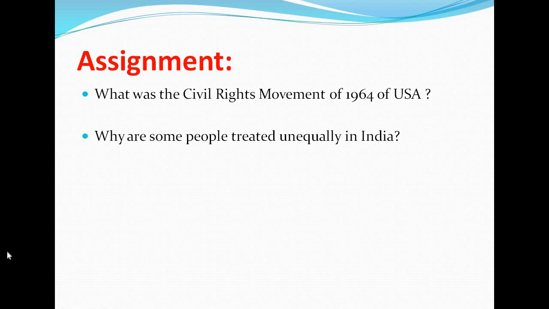So this was the last lesson of our topic on equality. On the basis of that, we'll provide you one note, and also give you an assignment on the basis of the whole chapter. I hope you will do that.